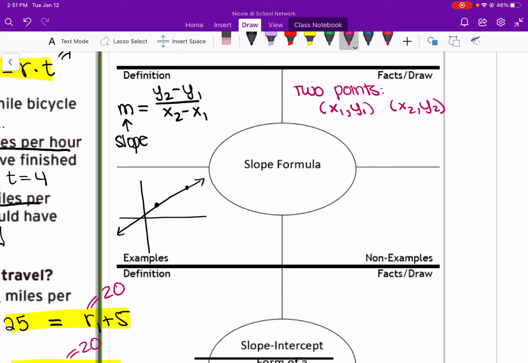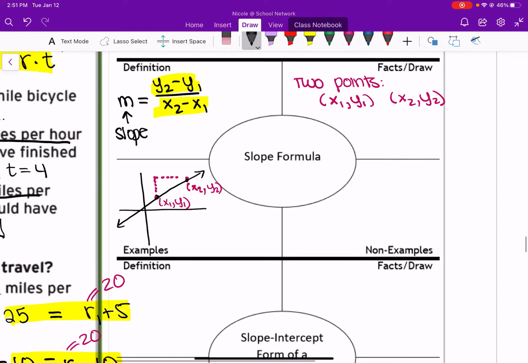Here, if you can see, if this was x2, y2, x1, y1. So here is, if you want to think about it, y2 minus y1 is our vertical change, and x2 minus x1 is our horizontal change.